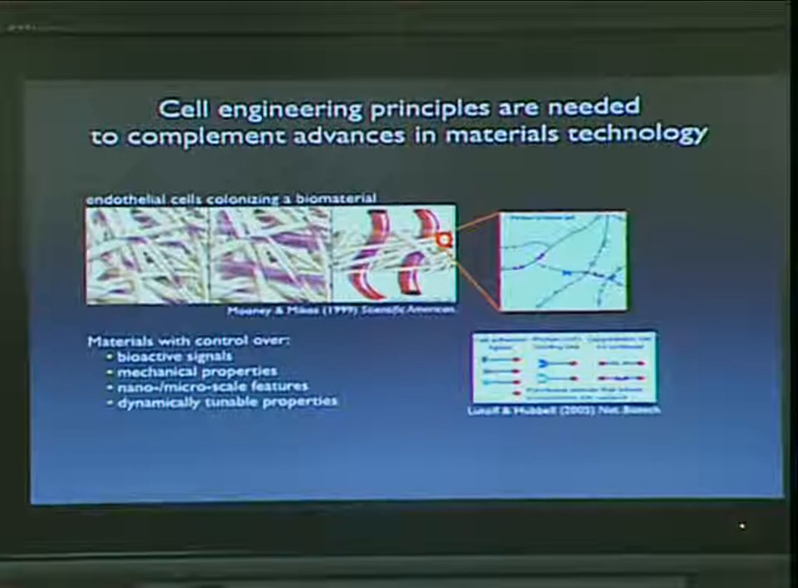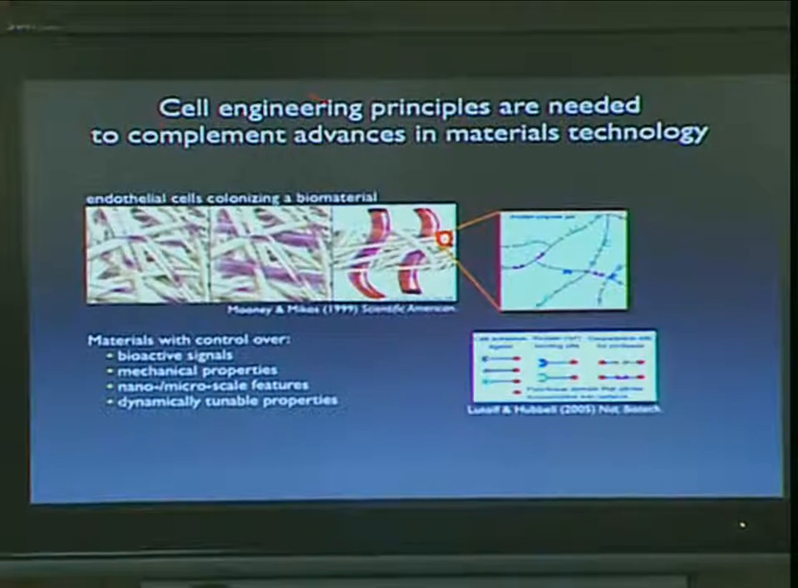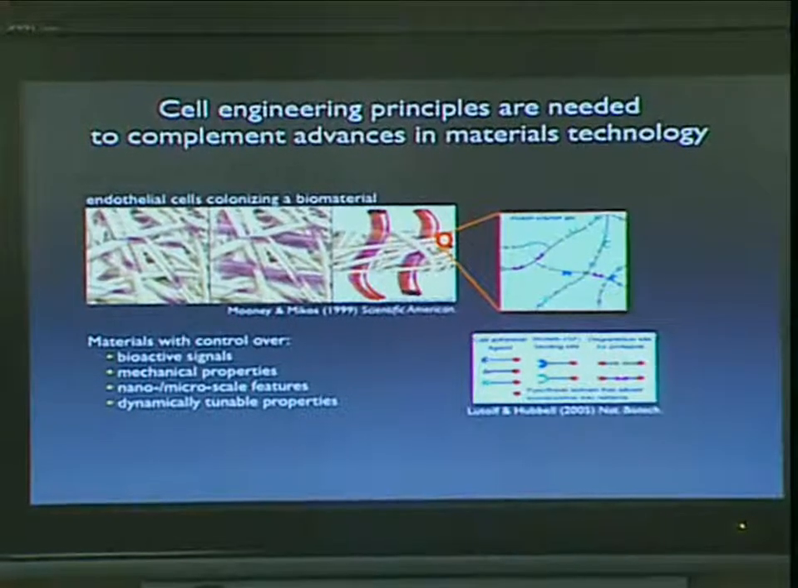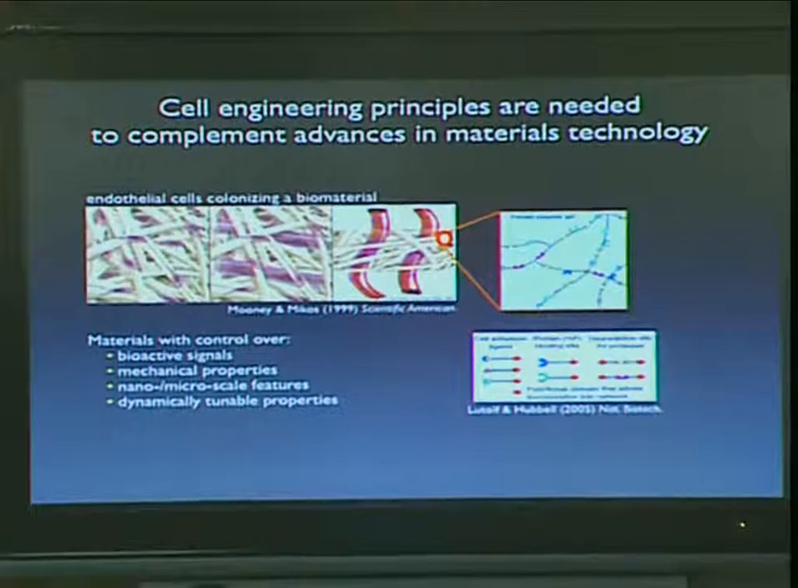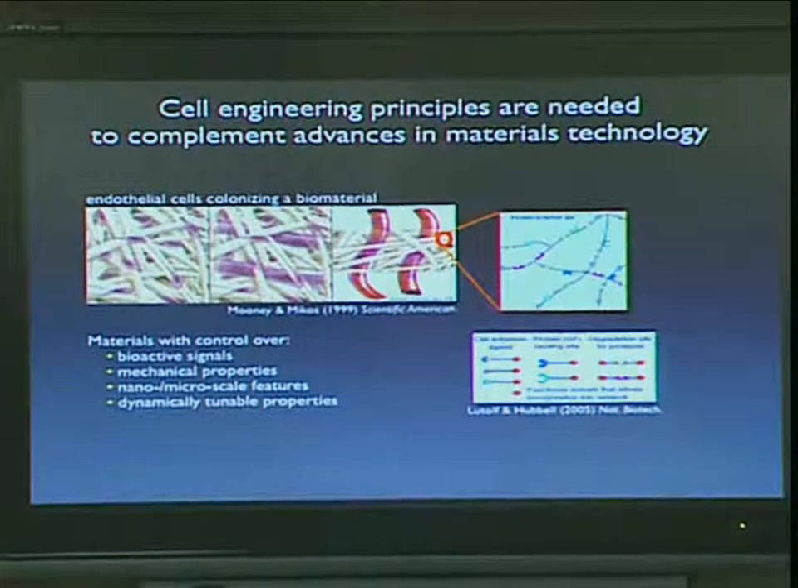But the question of interest, or a challenge in the field, is how would cells respond to those scaffolds? How would they, in combination with their intrinsic rules for assembly, work in the context of this synthetic scaffold to form a tissue that you might be interested in?